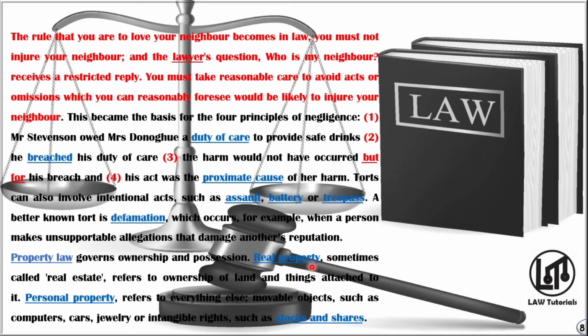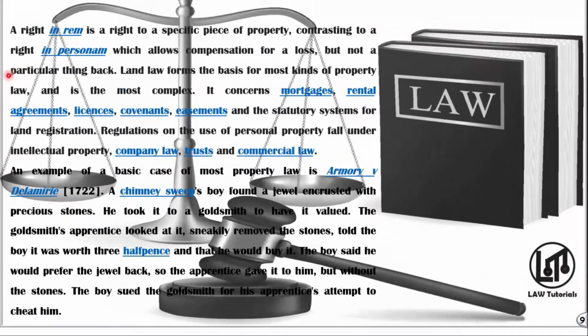Real property, sometimes called real estate, refers to ownership of land and things attached to it. Personal property refers to everything else: movable objects such as computers, cars, jewelry, or intangible rights such as stocks and shares in companies. Now, a right in rem is a right to a specific piece of property, contrasted to a right in personam. A right in personam allows compensation for a loss, but not a particular thing back.